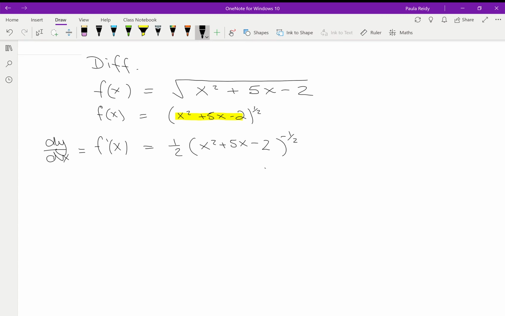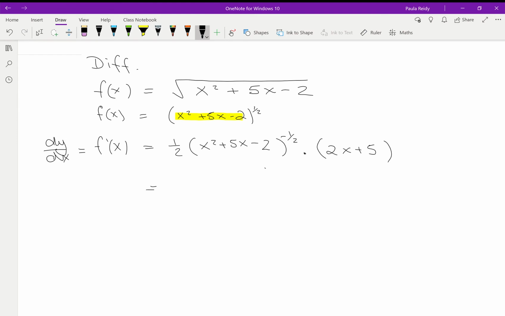Okay, now we have to balance this out, okay? So we have to now multiply it by the diff of the inside function, which is the yellow portion. And when we differentiate the inside function, we get 2x plus 5, okay? That essentially is the differentiation done, okay?